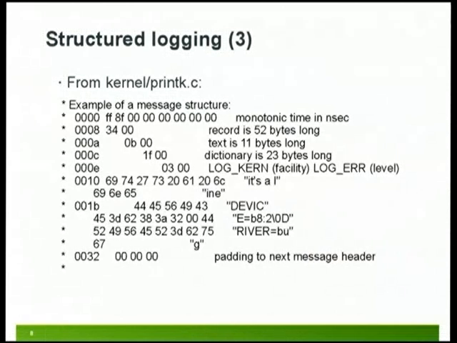First is the time in nanoseconds. Then it's the length of the record, the length of the text, and the length of the dictionary. This is the logging level, the facility and the level. And this is the actual string. And here, this one is the dictionary. Here you see the 0, so that's device B2, B for block. So it's SCSI SDA2 in this case, and driver, whatever it says. Anyway, that's what it looks like.